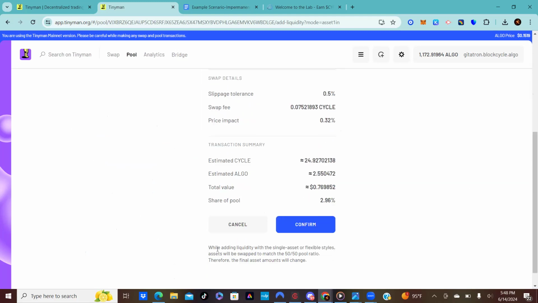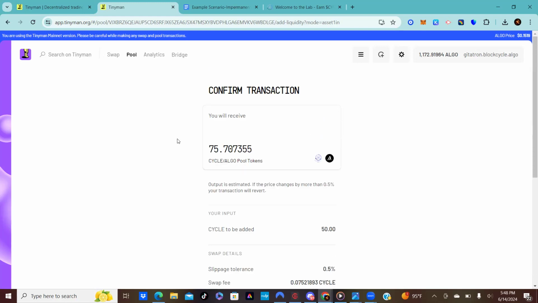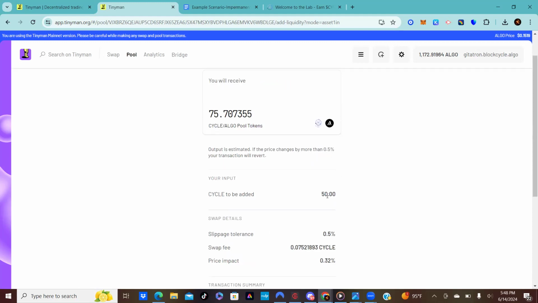One thing you'll notice here is at the bottom, it says, while adding liquidity with the single asset or flexible styles, assets will be swapped to match the 50-50 pool ratio. Therefore, the final asset amounts will change, okay? All right, so this on Tinyman is going to give you a 50-50 split of Cycle and Algo pool tokens by swapping some of your Cycle tokens here for Algorand tokens to balance out the pool, okay?